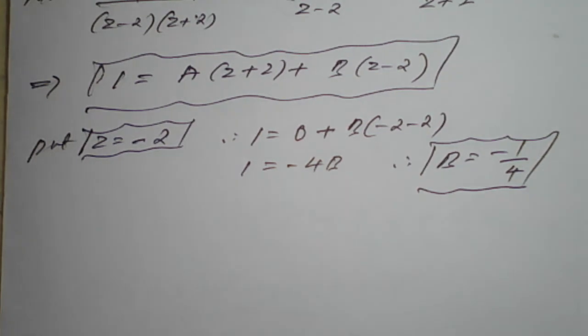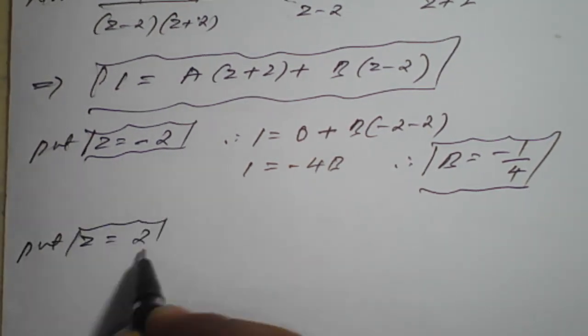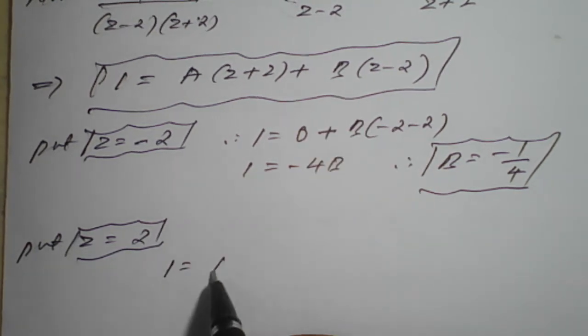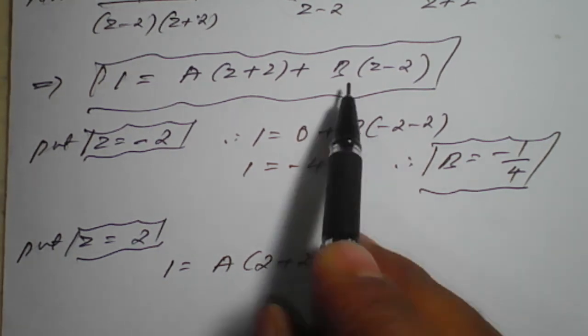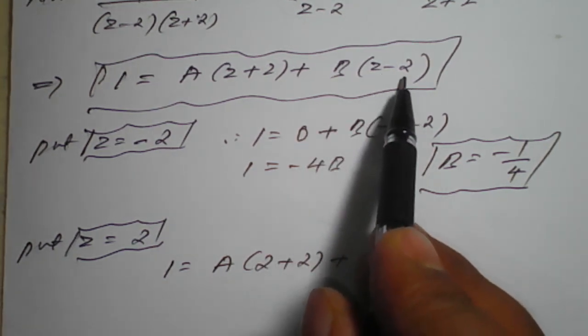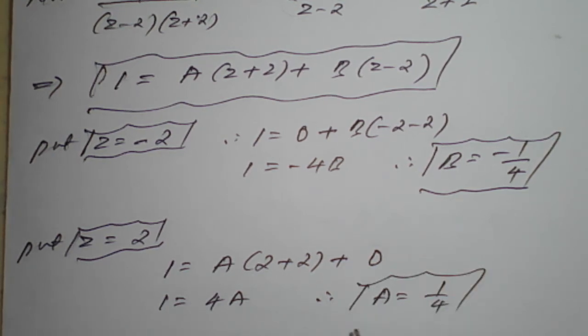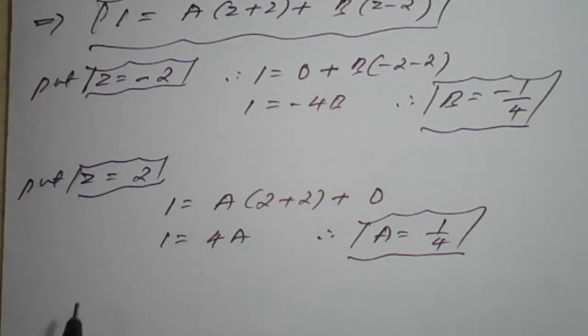Similarly, if you put z is equal to plus 2, we'll get 1 is equal to a into (2 plus 2) plus b into (2 minus 2). 2 minus 2 is 0, 0 into b is 0 here. So therefore 1 is equal to 4a. So therefore a is equal to 1 by 4. So we got the a value, we got the b value. These values we need to apply in the above situation. What is that above situation here?